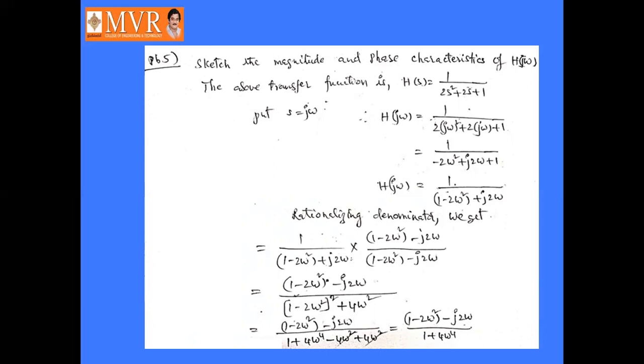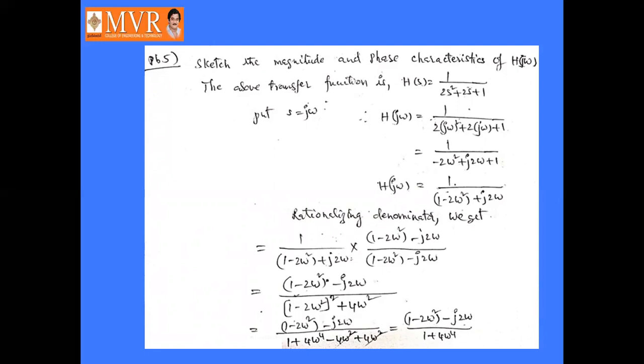Now rationalizing the denominator, we will get 1 by 1 minus 2 omega square plus j2 omega into 1 minus 2 omega square minus j2 omega by 1 minus 2 omega square minus j2 omega, so that it will become 1 minus 2 omega square minus j2 omega by 1 minus 2 omega square whole square minus j square 4 omega square. j square value is minus 1, so minus into minus plus, so that it will become plus 4 omega square.